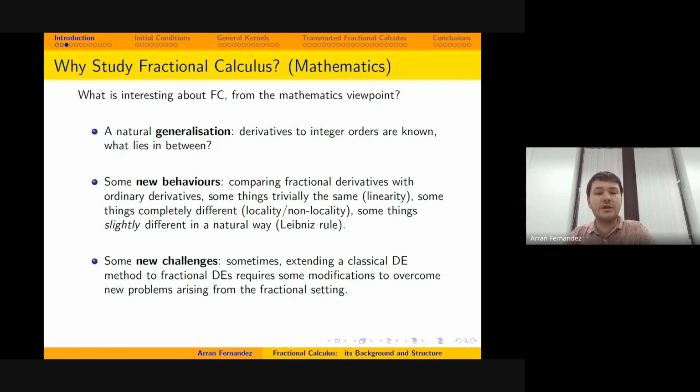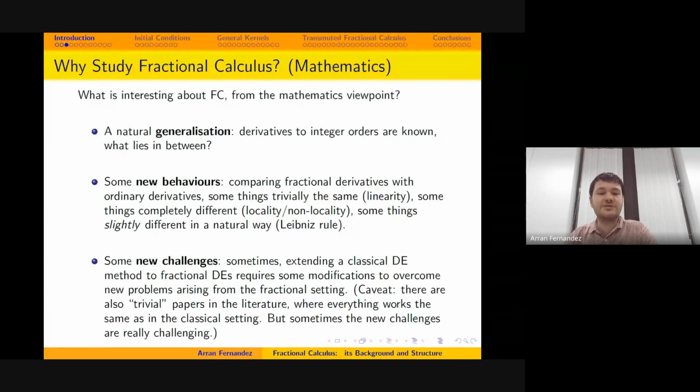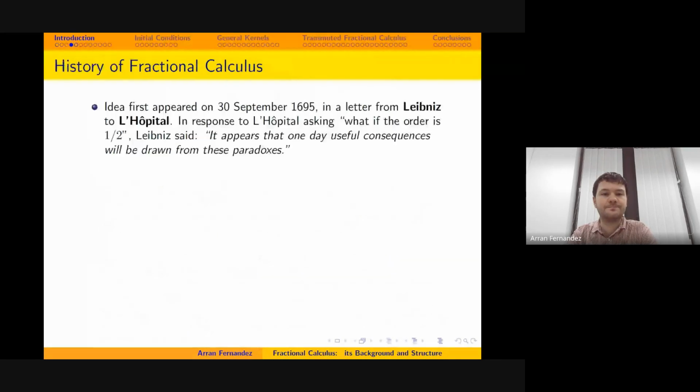New challenges, for example, maybe you have a method, a well-known method perhaps, to solve differential equations. You want to extend it to fractional differential equations. Sometimes this is trivial, and there is nothing interesting in extending something that just works in exactly the same way. Where we find interesting mathematics is where the new problem cannot be solved in exactly the same way, but some new challenge requires a modified method or a workaround or something slightly different from the classical scenario, and this is where we can really get some new mathematics.